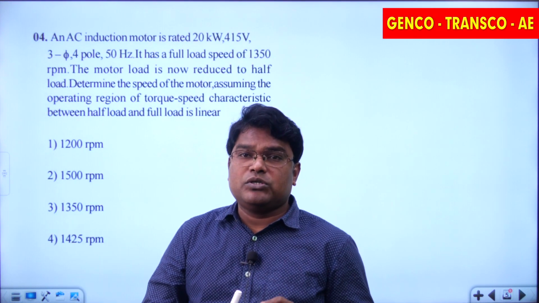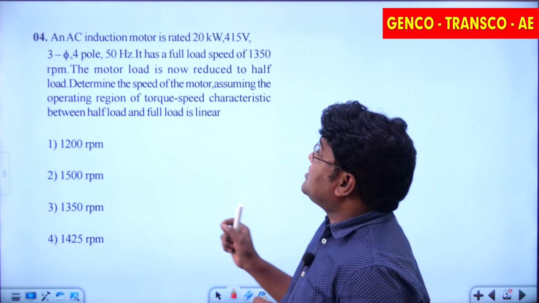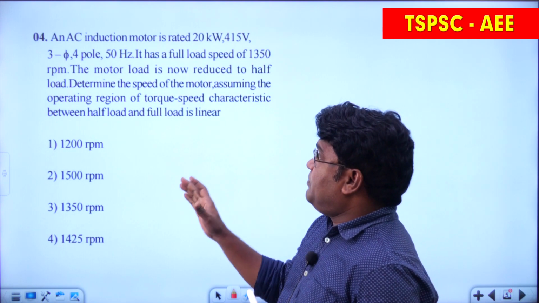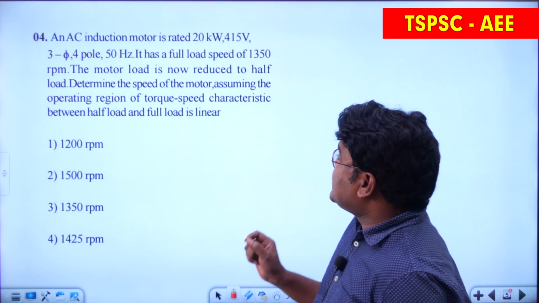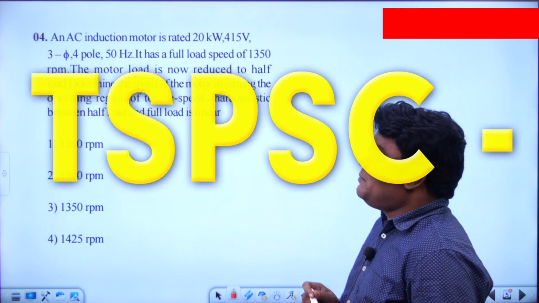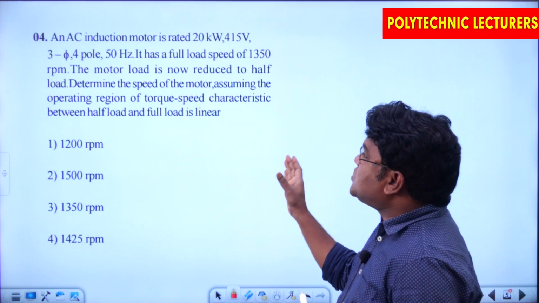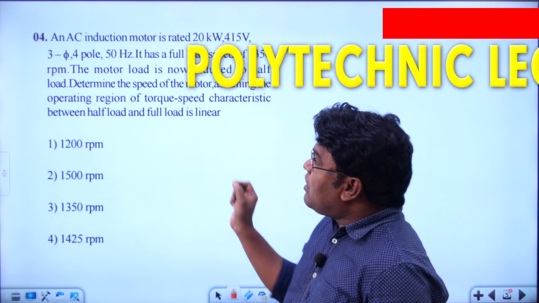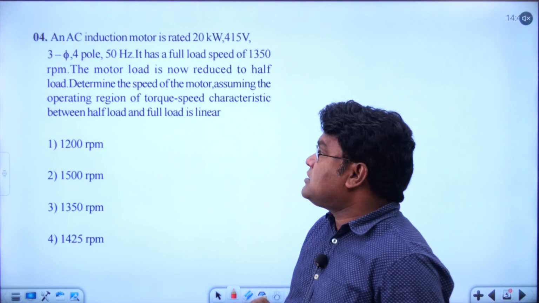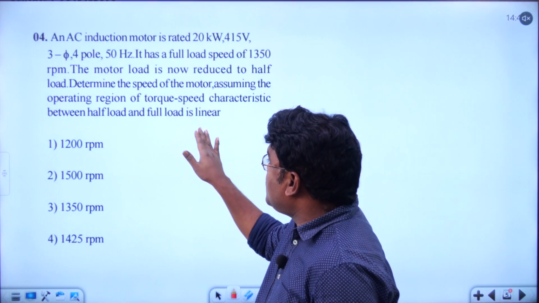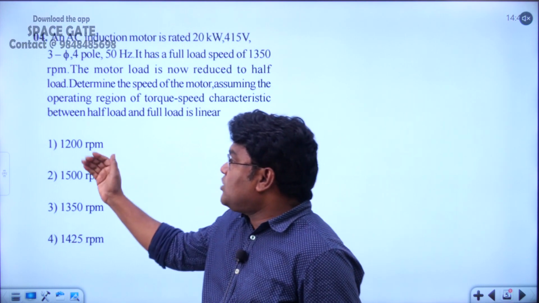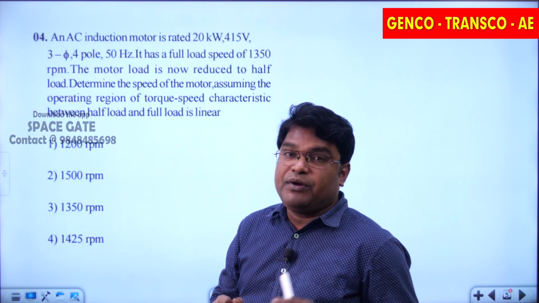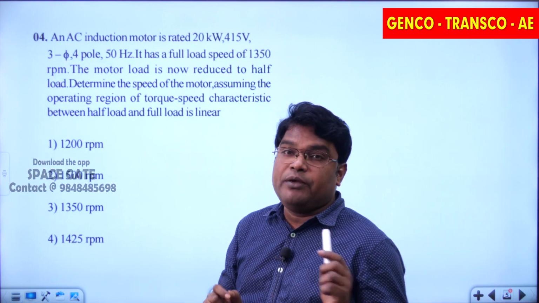Let us solve another question. An AC induction motor is rated 20 kilowatts, 415 volts, 3-phase, 4-pole, 50 Hz. It has a full load speed of 1350 rpm. The motor load is now reduced to half load. Determine the speed of the motor, assuming the operating region of the torque-speed characteristic between no load and full load is linear. Option A 1200 rpm, option B 1500 rpm, option C 1350 rpm, and option D 1425 rpm.